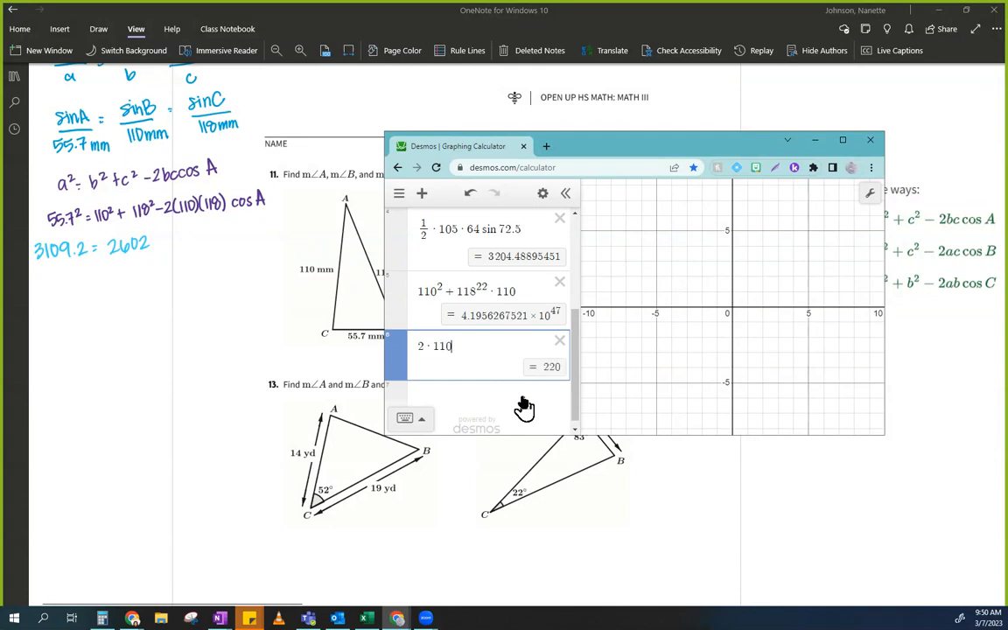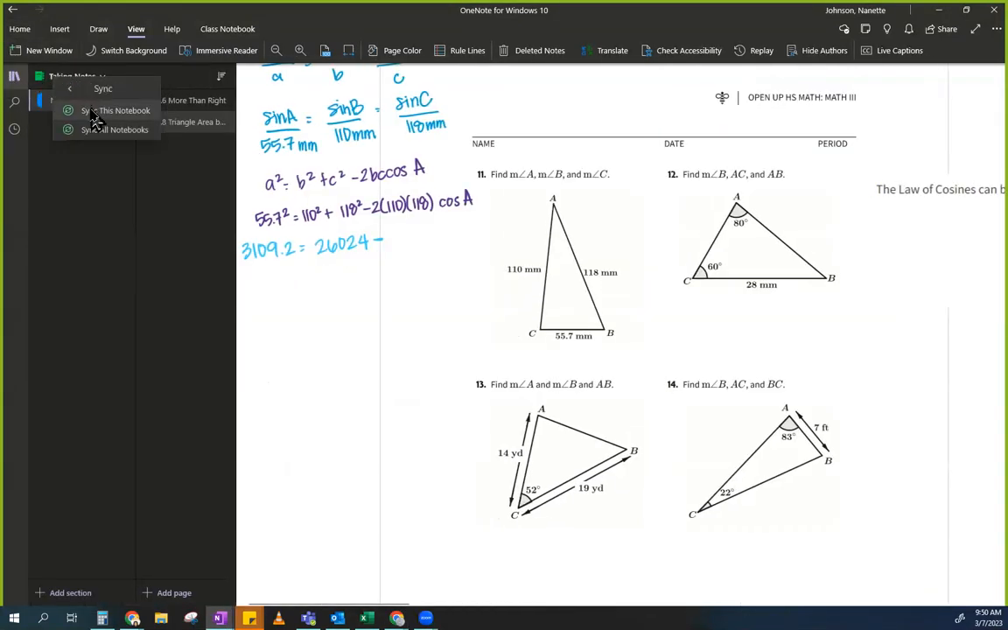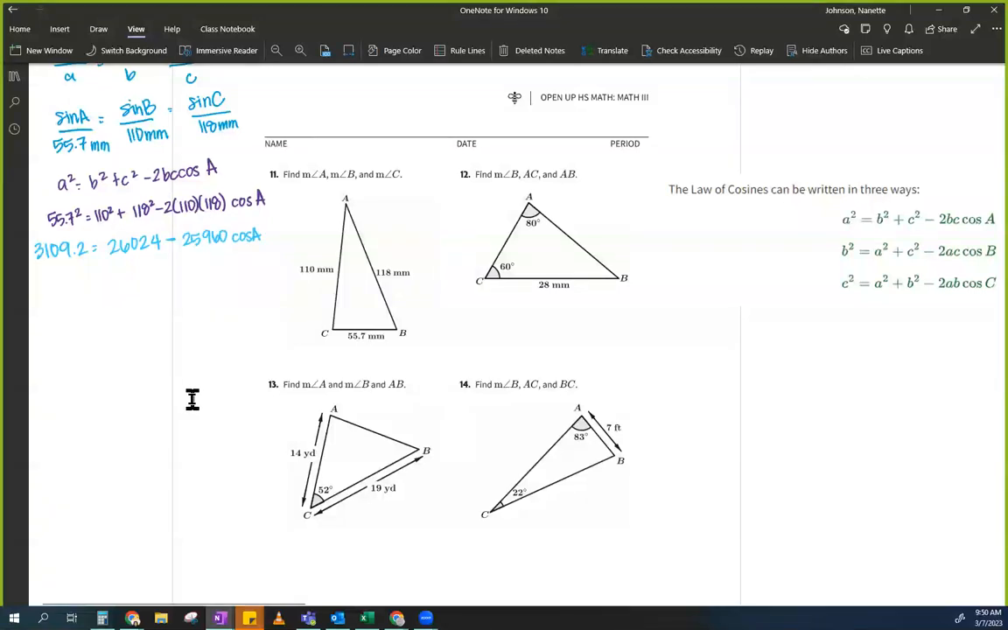2 times 110 times 118 is 25,960 cosine A's. Okay, so then look at this equation that I write right here. As soon as it pops up. There it goes. So then I'm solving for this. So I'm going to subtract this over and divide by that. This is nothing new. Don't get all confused because this is a cosine of A. You're still doing the same thing.